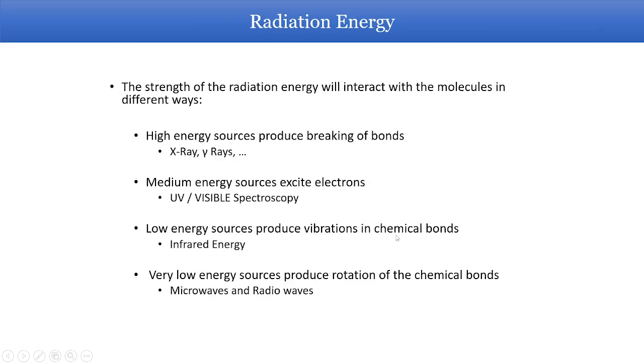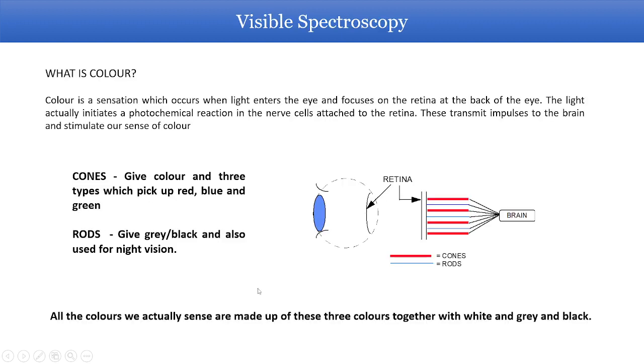Then we spoke about the radiation energy, where we spoke about the breaking of bonds being produced by X-rays and gamma rays. We excite electrons by UV visible spectroscopy. We produce vibration in chemical bonds by infrared energy, and the rotation of chemical bonds by microwaves and radio waves.